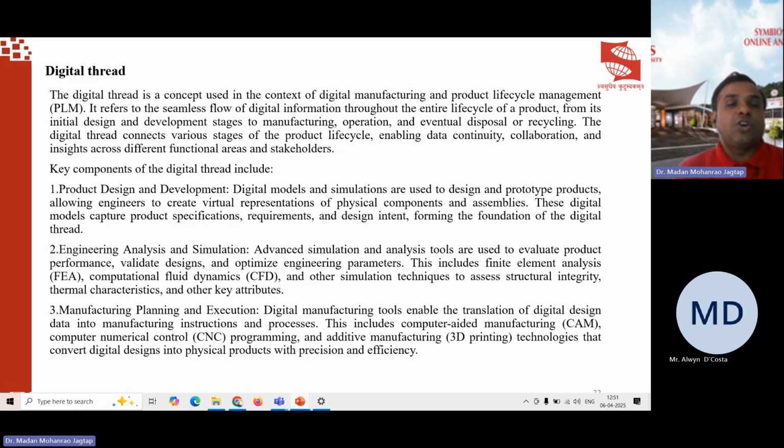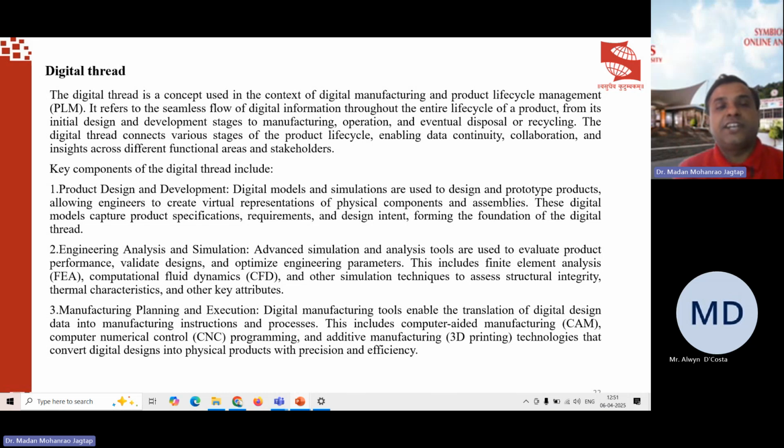So let us see the key components of digital thread. That includes product design and development. Digital models and simulation are used to design and prototype products, allowing engineers to create virtual representation of physical components and assemblies. These digital models capture product specification, requirements, and design intent, forming the foundation of the digital thread.